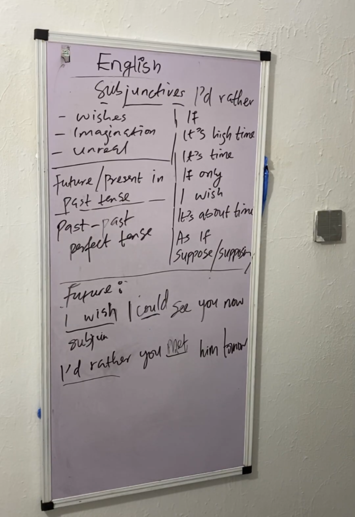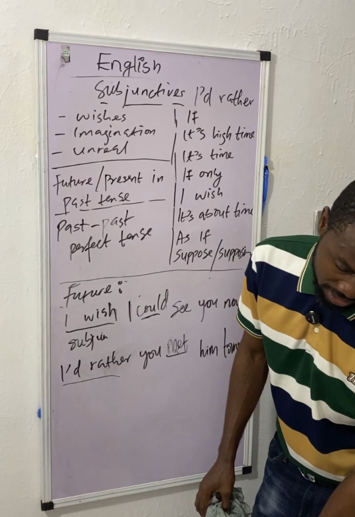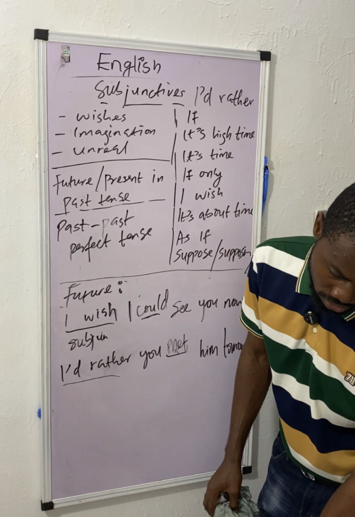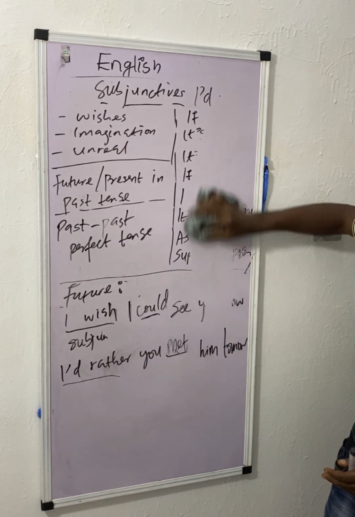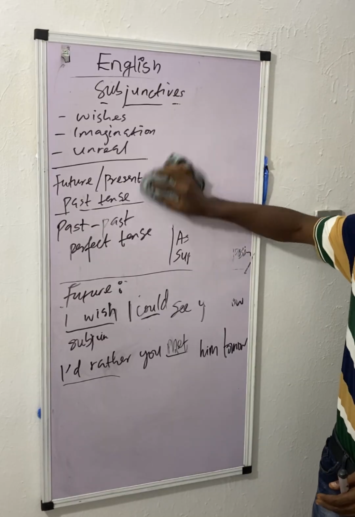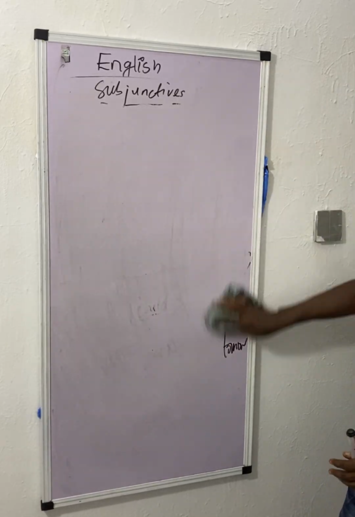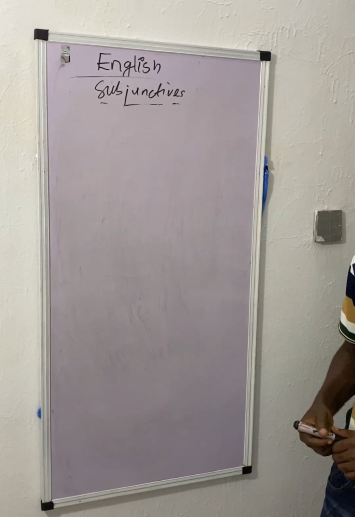Now let's look at past tense. When the statement is expressed in the past, what do we use? We use past perfect tense, right? So when expressed in the past, we use past perfect tense. Please look at more examples in the lesson notes; you have everything there. For the past tense, what is expressed in the past, we use past perfect tense.